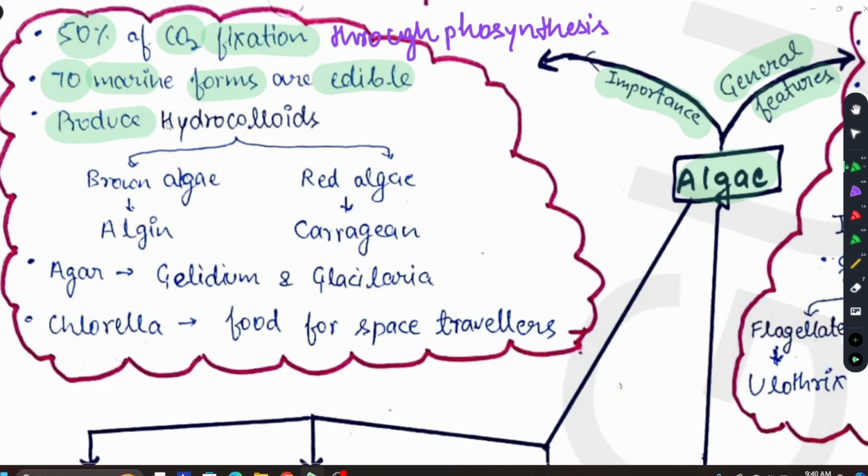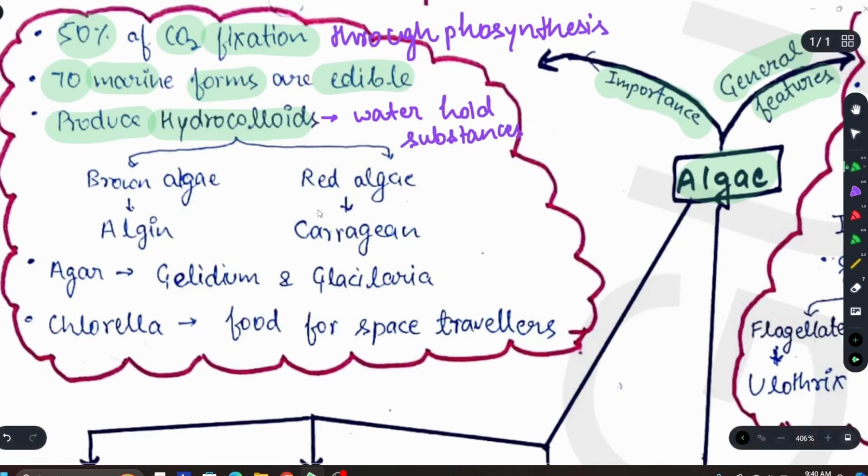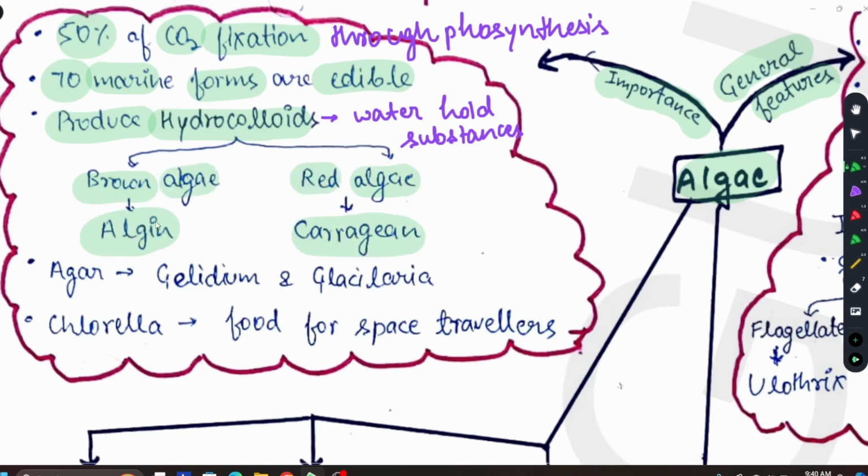They also produce hydrocolloids. Now hydrocolloids, what are hydrocolloids? They are water holding substances, substances which can hold water in them. So algae produce hydrocolloids, and there are two hydrocolloids. One is algin, which is produced by brown algae, and there is carrageen, which is produced by red algae. These are two types of hydrocolloids that NCERT has given as an example. Algin is a hydrocolloid produced by brown algae, and carrageen is a hydrocolloid produced by red algae.